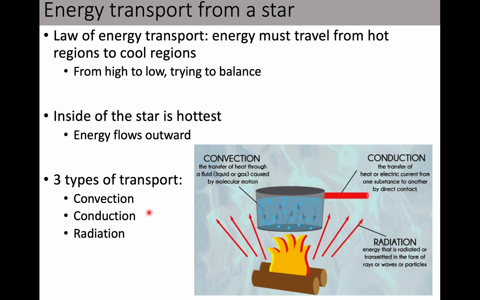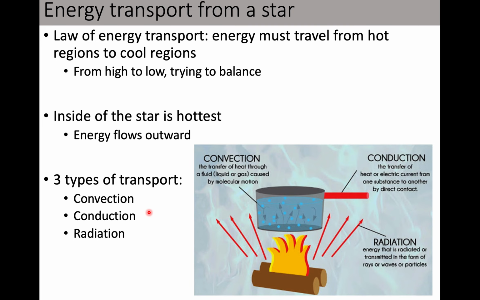If we think about energy transport from a star, it's the same types of transport that we see here on Earth. Energy always moves from hot regions to cool regions, so from high energy to low energy. It's always trying to balance, so everything in the universe is always trying to balance itself out. So if the core of the star is the hottest region, energy is going to flow outwards from the hottest region, the highest energy, to the coolest region, the lower energy.